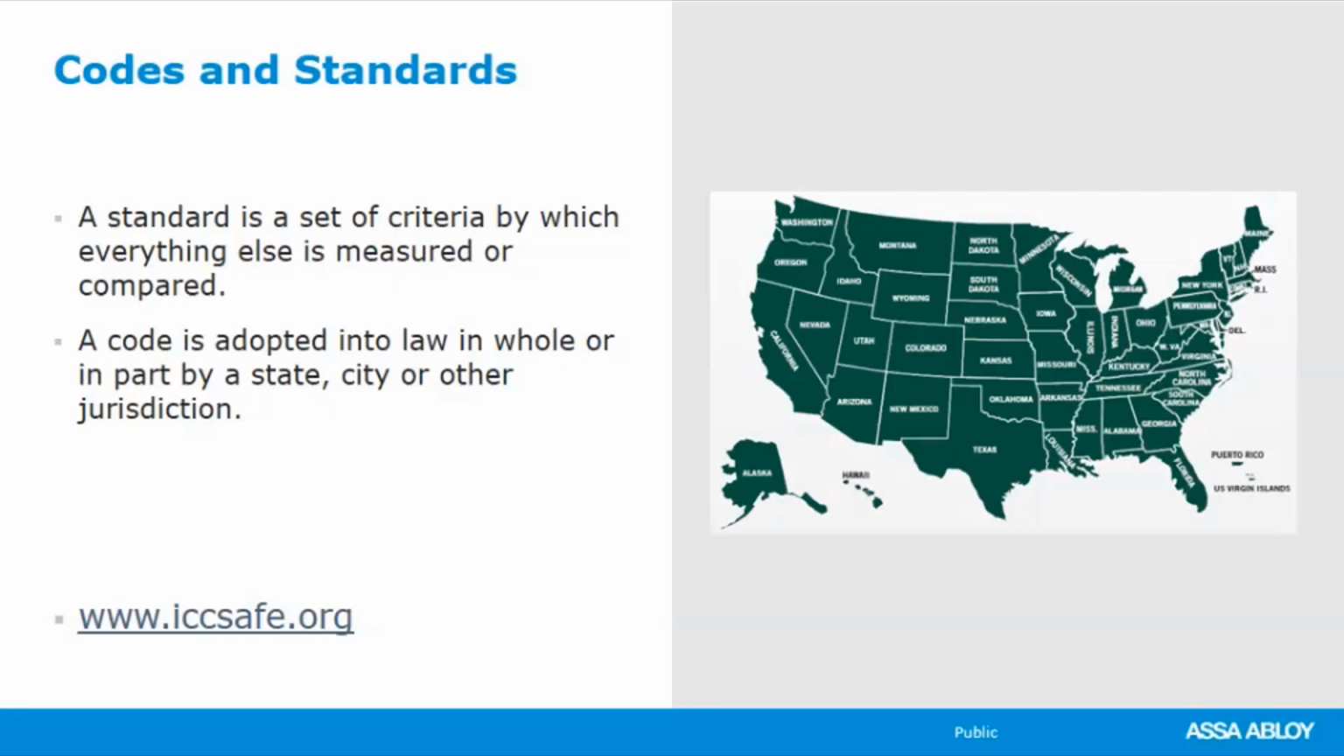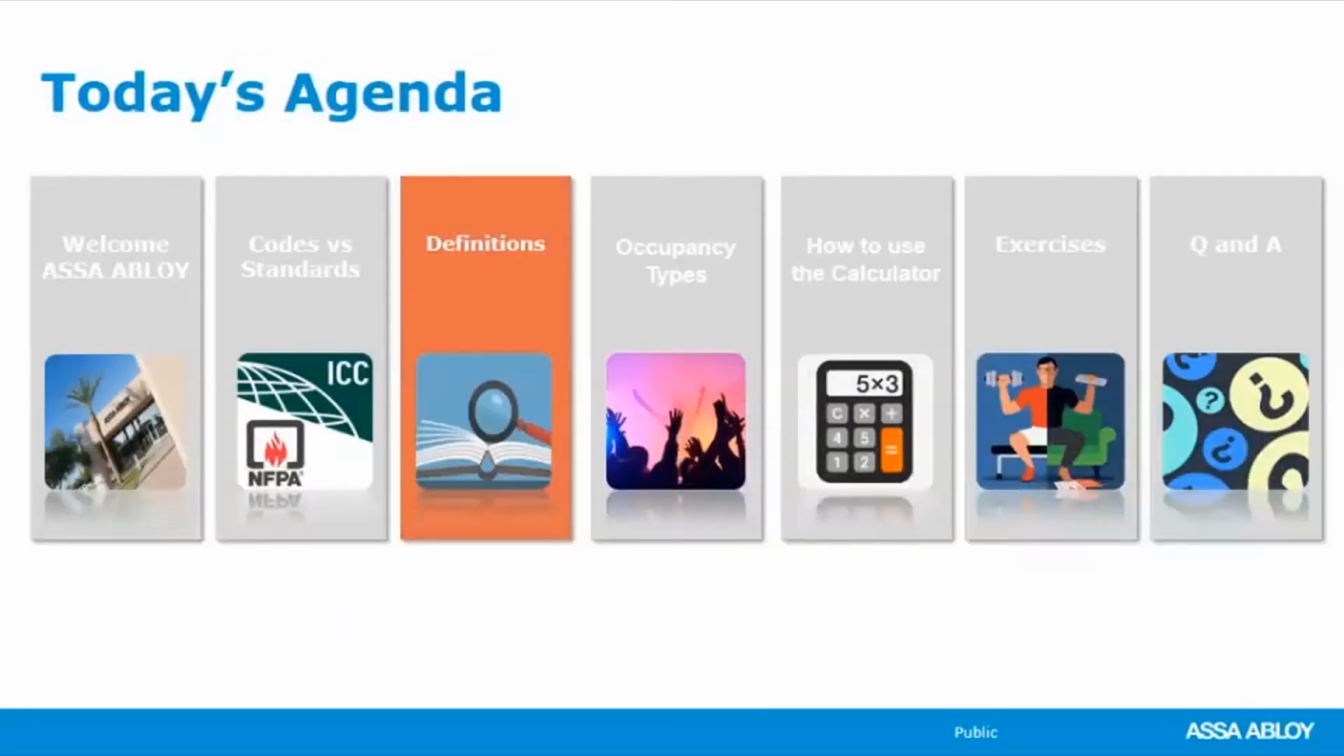You can always check, this is a great resource, www.iccsafe.org, and then type in the state. It will tell you which IBC the project falls under. There are times when you may use IBC and the life safety code. The Egress Calculator is designed for the IBC, very similar for NFPA 101, but this is specific for the IBC.